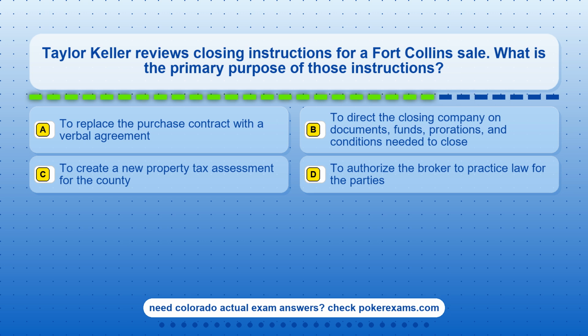Question 15. Taylor Keller reviews closing instructions for a Fort Collins sale. What is the primary purpose of those instructions? Option A. To replace the purchase contract with a verbal agreement. Option B. To direct the closing company on documents, funds, preparations, and conditions needed to close. Option C. To create a new property tax assessment for the county. Option D. To authorize the broker to practice law for the parties.